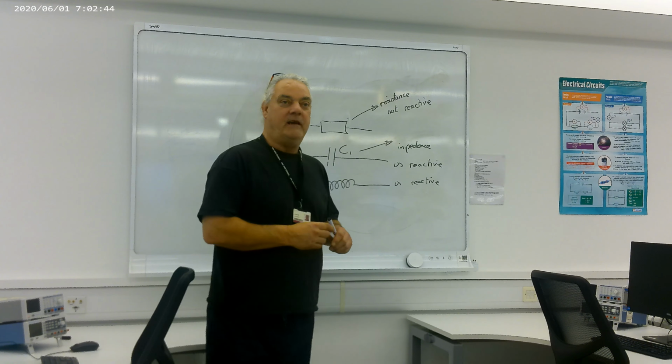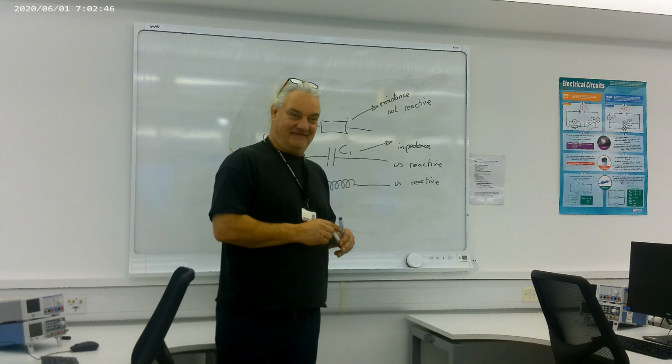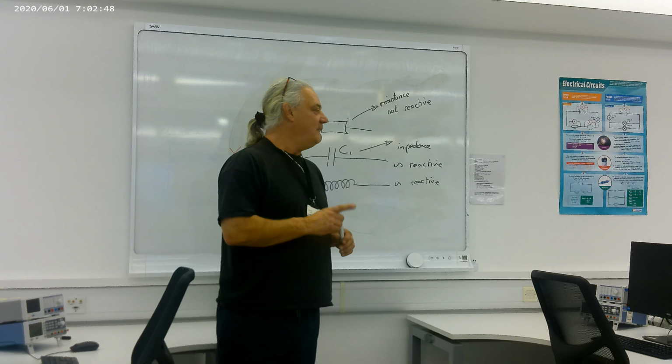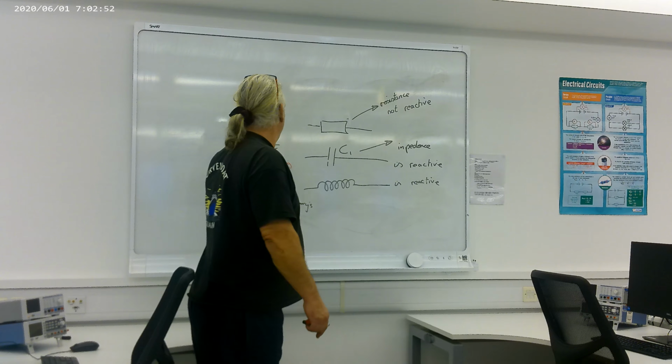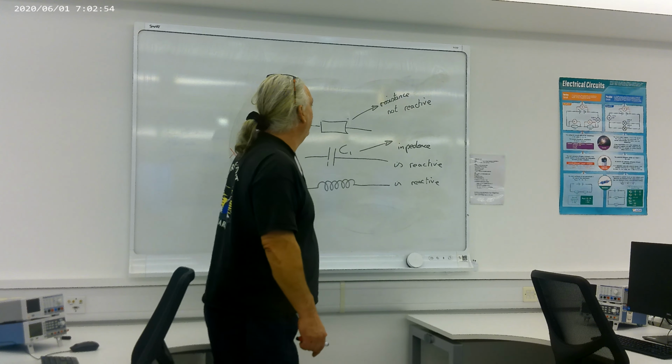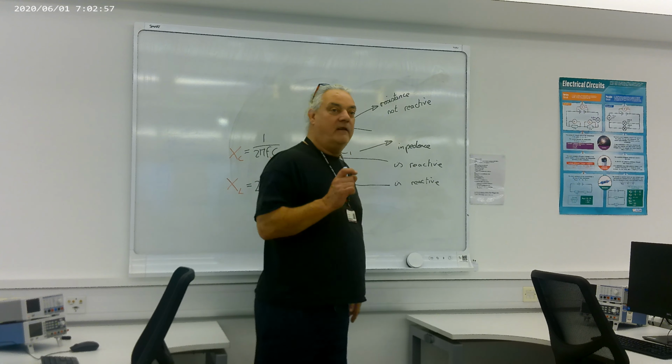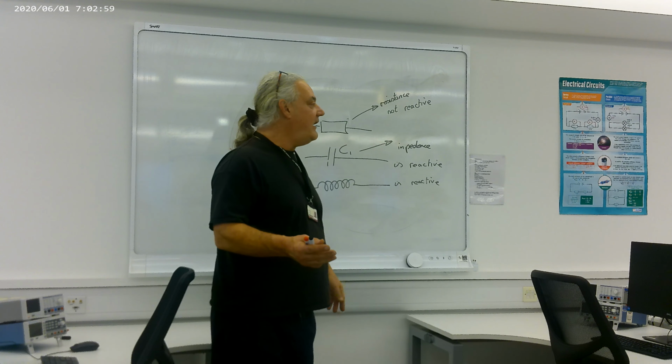What's 1 upon big? Little, right? So 1 upon big is little. So if I make the frequency big, 1 upon big is little, so that means that the impedance is small. In other words, it conducts.